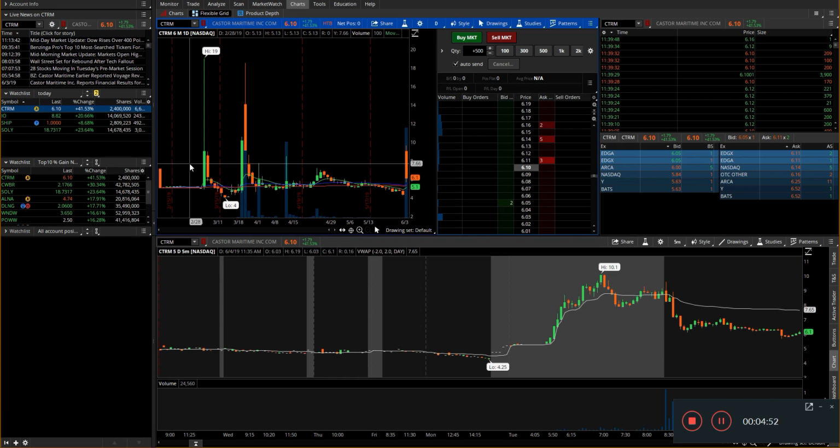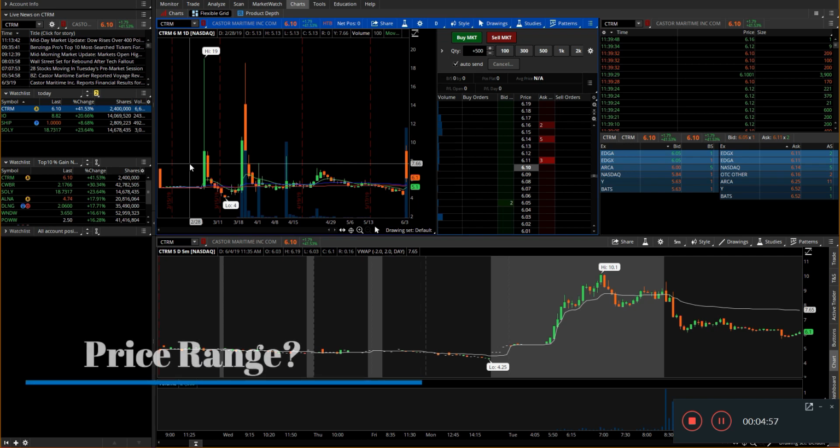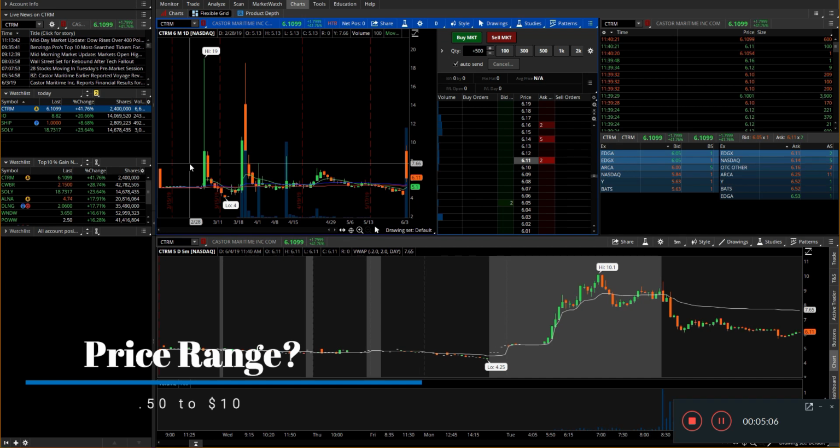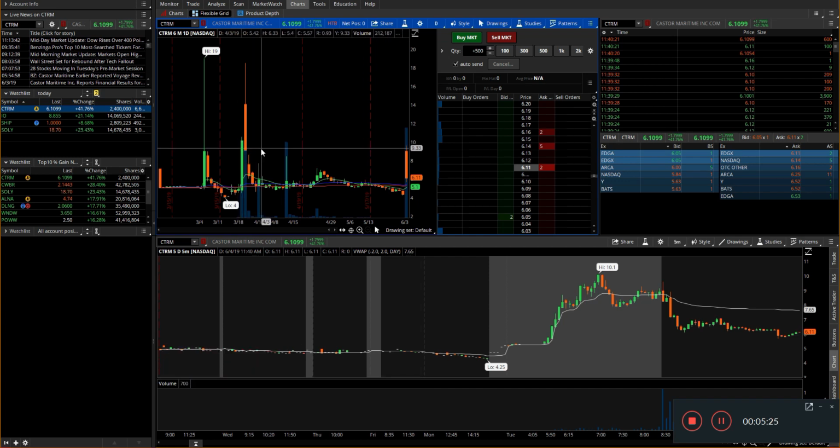So the other criteria we're looking for is between 50 cents and $10. And the reason being is because most day traders, especially newer ones, don't have $25,000 laying around to invest in a trade account. So you're not going to be buying very high priced stocks. And because most traders will be trading in this 50 cent to $10 range, that means you're going to have more volume.